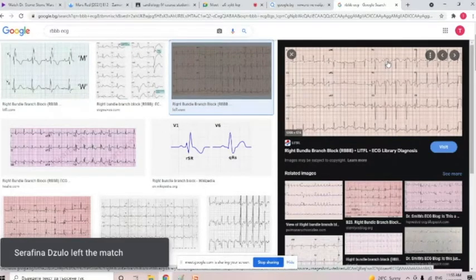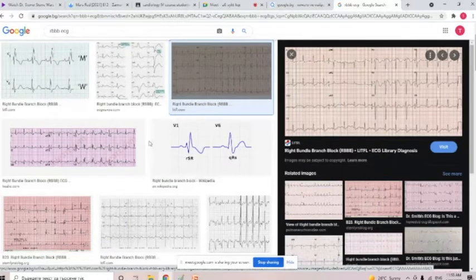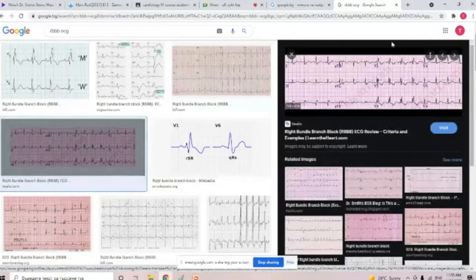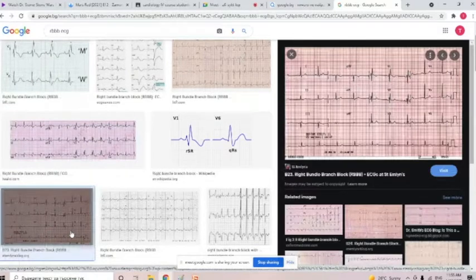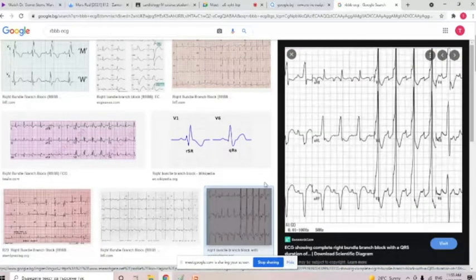This is probably Brugada syndrome. Here as well, rSR' type in D1, only D1. Here as well, and the QRS complex should be above 120 milliseconds. So, here as well, it's not typical, but it's right bundle branch block.